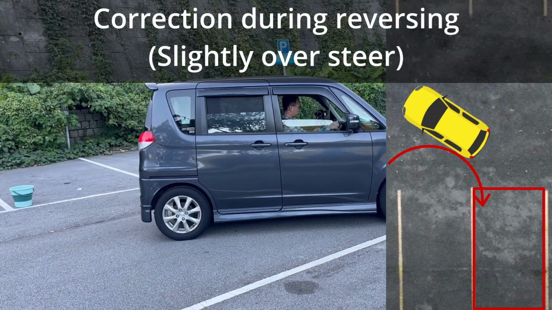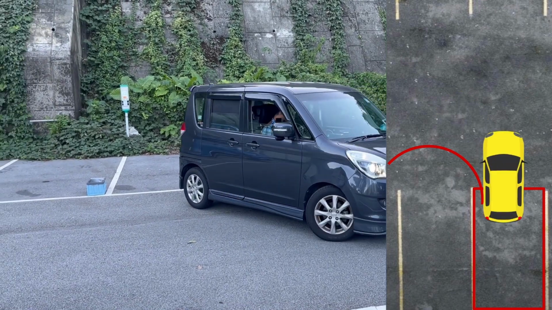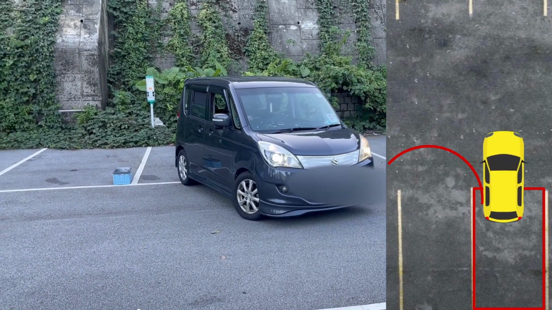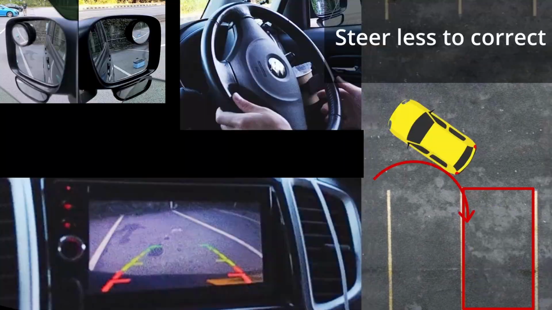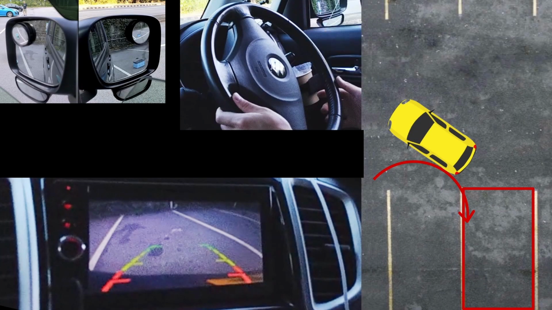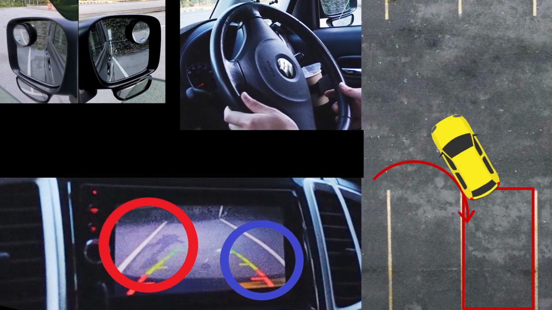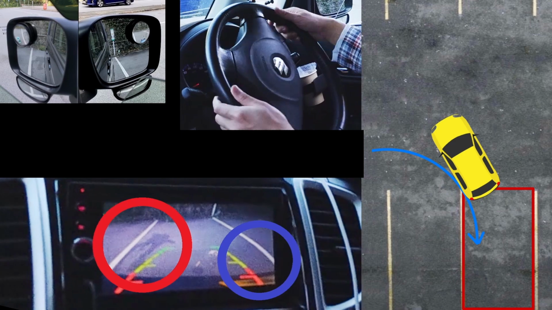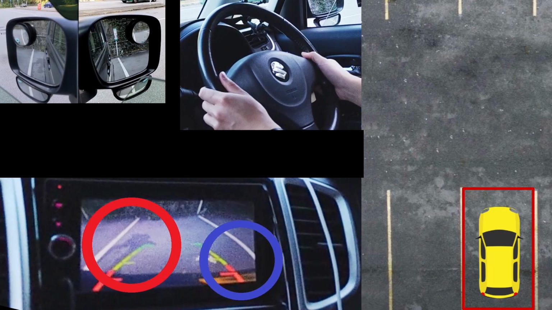Correction during reversing, slightly oversteer. If you park into the parking slot on your left side, and you end up parking too far left, that means you oversteered to the left during reversing. To correct oversteer, you need to steer less. For example, you can see the gap in the red circle is getting shorter and will be less than the gap in the blue one. So I steer left one rotation less to make the car park in a more central position.